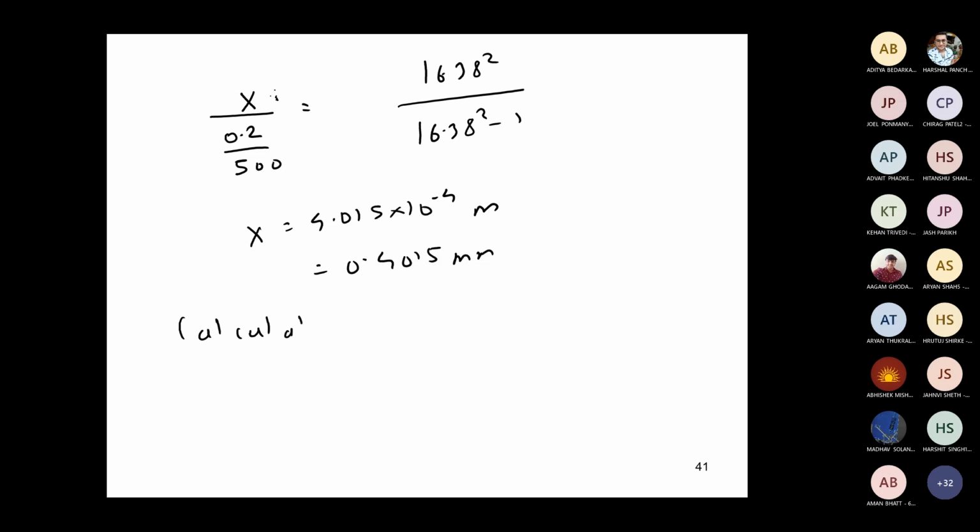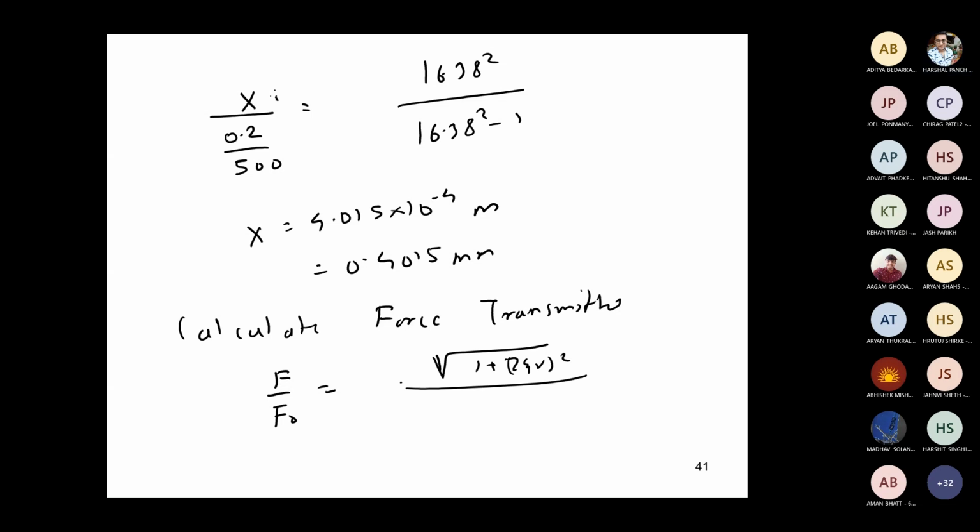Okay. Now we have to find out the force transmitted. What will be the equation? Ft by F0 is equal to what? What will be on the right hand side? Square root of 1 plus (2 zeta r) whole square divided by square root of, don't forget the equation, (1 minus r square) whole square plus (2 zeta r) whole square.